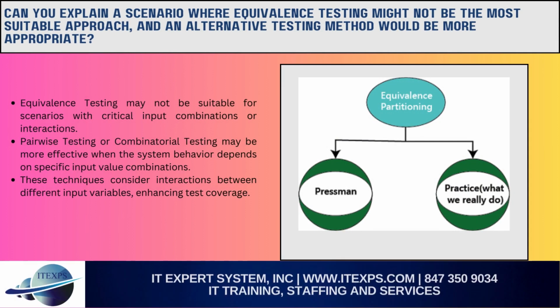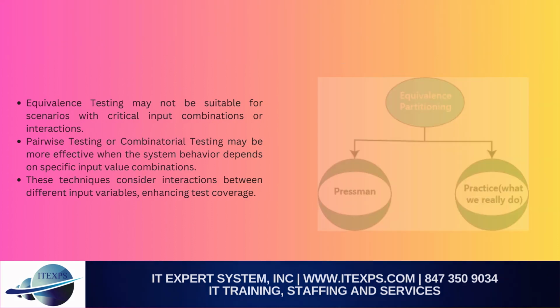Can you explain a scenario where equivalence testing might not be the most suitable approach, and an alternative testing method would be more appropriate? Equivalence testing may not be suitable in scenarios where input combinations or interactions between inputs are critical. If the behavior of the system depends on specific combinations of input values, using techniques like pairwise testing or combinatorial testing may be more effective, as they consider the interactions between different input variables.